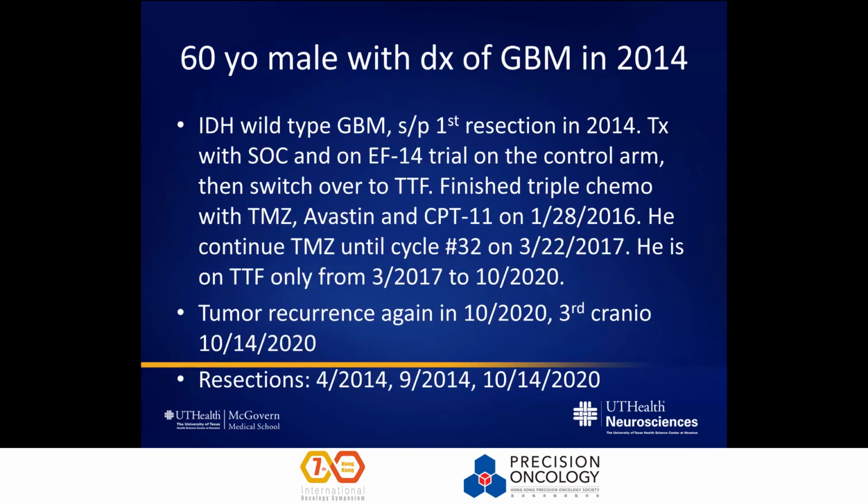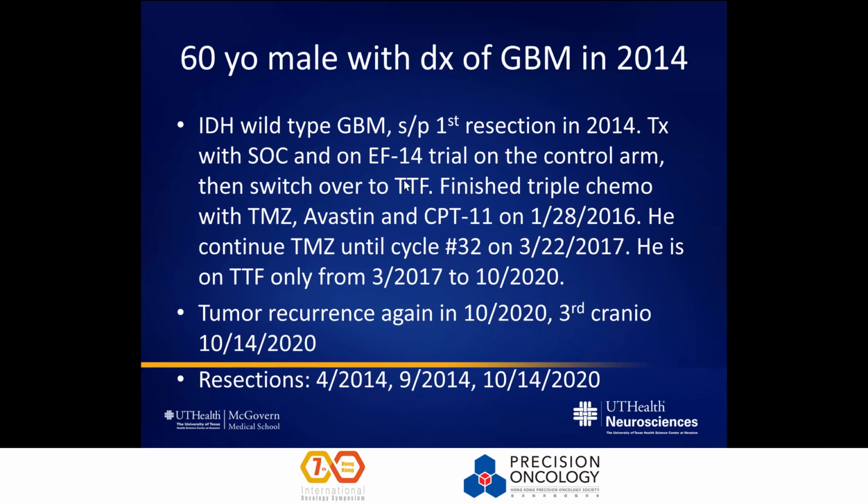So this is an example of one of the patients who received such treatment: a 60-year-old male with a diagnosis of GBM in 2014. He is still alive as of today. So the story is, he's IDH1 wild type, and he had his first surgery in 2014. He also participated in the EF-14 trial, but he was on the control arm. And then he switched to TTF when the interim data was reported.